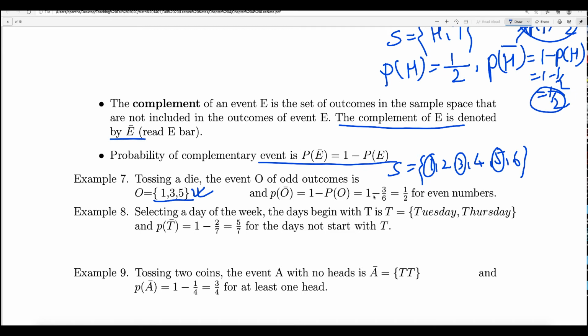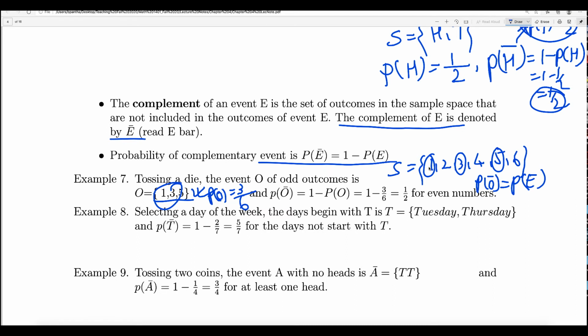That is 1 minus the probability of O. The probability of O is: there are 3, and in the sample space there are 6, so 3 over 6. So the complement of O is 1 minus P(O), that is 1 minus 3 over 6, which is 1/2. This is the same as finding the even numbers, right? Because the complement of O, O bar, is the same as the probability of E.